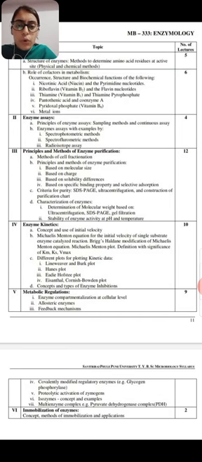Now the first point is principles of enzyme assays. Two methods are there. How can we perform an assay? Sampling method and continuous assay. And your B part is enzyme assays with examples. In that, 3 points are included: spectrophotometric method, spectrofluorometric method, and radioisotope assay.